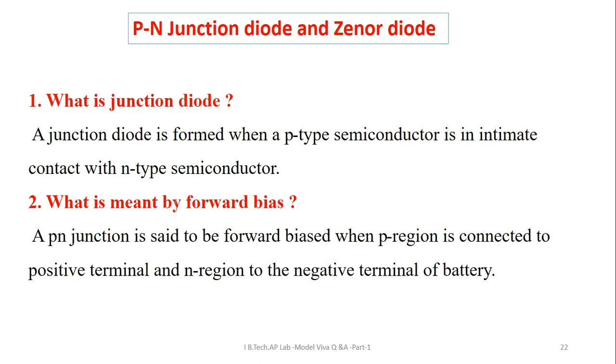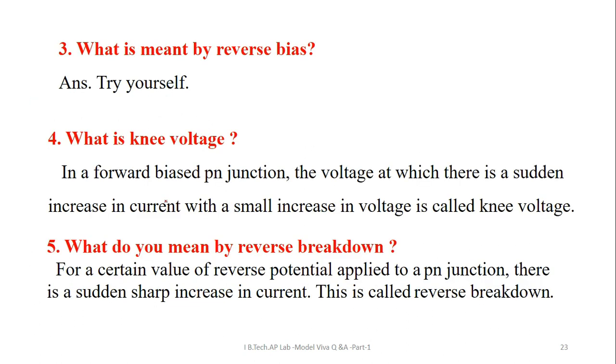Then we have the PN junction diode and Zener diode. So what is a junction diode? A junction diode is formed when a p-type semiconductor is in intimate contact with an n-type semiconductor. Then what is forward bias, what is reverse bias? Whenever the positive terminal of the power source is connected to the positive terminal of the diode, that's what we call forward bias. If we reverse it, that's what we call reverse bias.